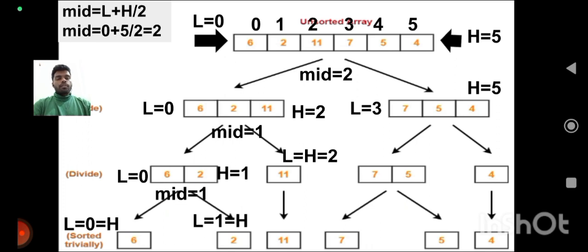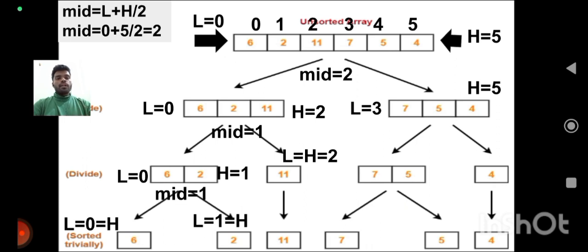And let's consider the left subarray with the limits 0 and 2. We get the mid value as 1, and since we get the mid value as 1, its limits are 0 to 1, that is left subarray is 0 to 1, and the right subarray is 1 plus 1, that is 2 to 2.